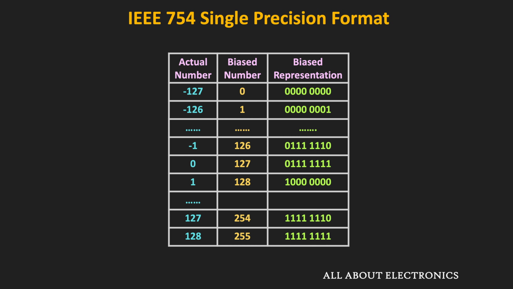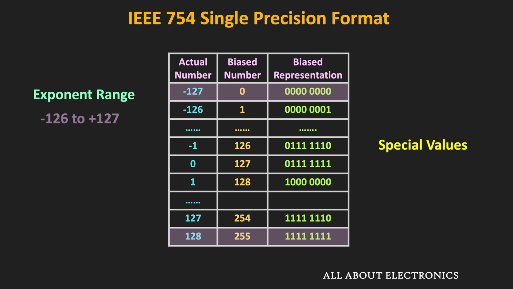Now in this IEEE single precision format, the exponent values of all zeros and all ones are reserved for special purposes. That means if we see the available range for the exponent, then it will be from minus 126 to plus 127. Now the advantage of this biased representation is that the numbers from negative to positive are changing in a specific order. That means here we have a continuity. And here, as you can see, the numbers are changing in ascending order.